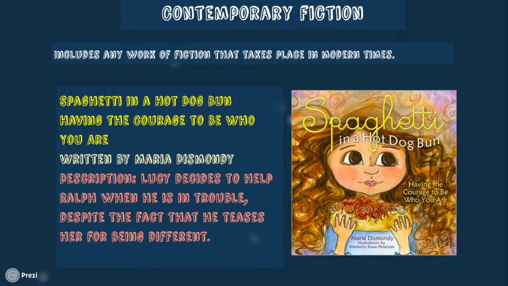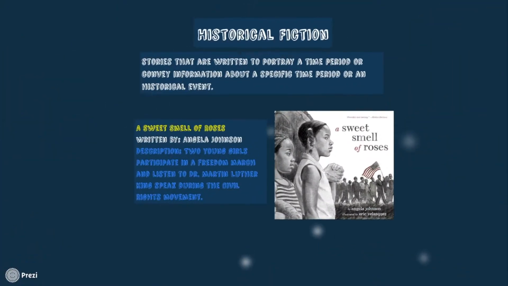There's also historical realism or historical fiction and contemporary fiction. Contemporary fiction includes any work of fiction that takes place in modern times. Unlike modern fantasy, which exists outside of reality, contemporary fiction is grounded in the possibilities of reality. So, in this particular book, Spaghetti and a Hot Dog Bun, Having the Courage to Be Who You Are, it's about a young girl named Lucy who decides to help Ralph when he's in trouble, even though he teases her about being different. So, this is something that could actually happen in real life.